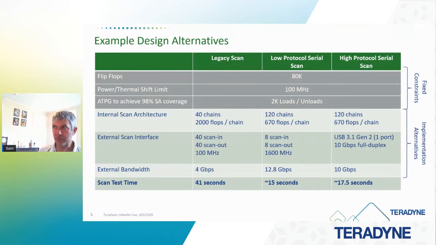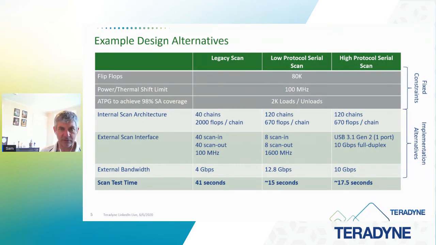As you go into the low protocol case, you might triple the number of internal scan chains. So you go from about 2,000 flops to 667, right? Externally, you may be using 8 pins here, 8 scan-ins, 8 scan-outs at a frequency which is 16 times as much. And so this gives you external bandwidth of 12.8 gigabits per second. And you're able to bring the test time down, or the shift time down by a third, and your test time not quite that much because of that overhead. So you get to about 15 seconds.